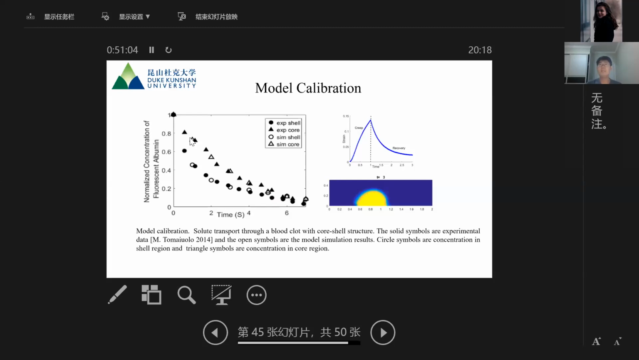Okay, but for this calibration, I didn't calibrate the material property of the clot, especially the elastic material property. In order to confirm my clot has elasticity or viscoelasticity, I check that by doing the so-called creep recovery test.